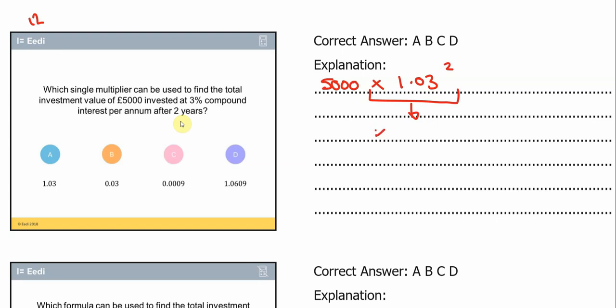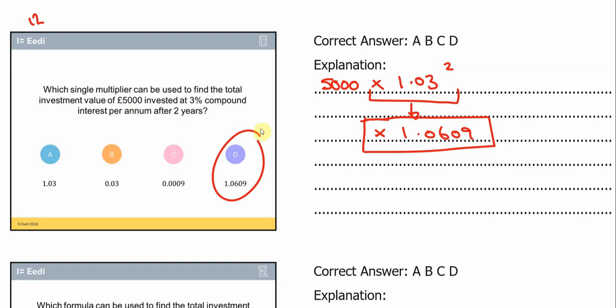Well, that is times by 1.0609. So by doing this, we're actually increasing by 6.09%. And you can see it matches up with this guy here. So that's what we're after. That's the single multiplier. No powers, just one singular number.